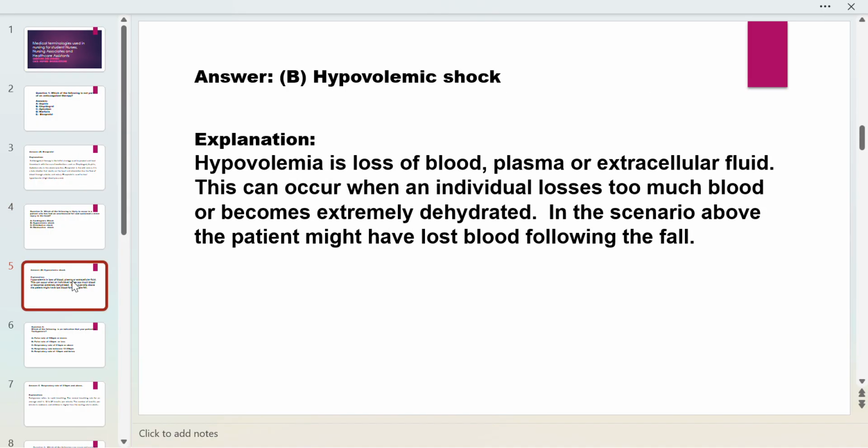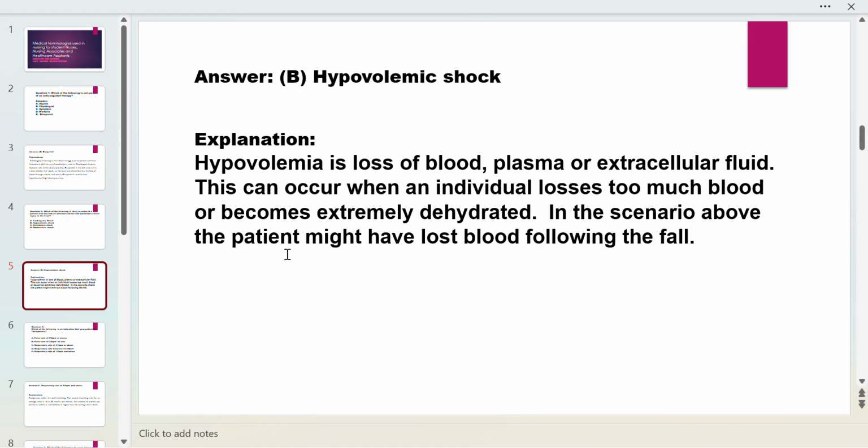The answer says B, hypovolemic shock. And it's giving us an explanation to say hypovolemia is a loss of blood. Hypovolemia is loss of blood, plasma, or extracellular fluid. This can occur when an individual loses too much blood or becomes extremely dehydrated. In the scenario above, the patient might have lost blood following the fall. Yes, so this is true.